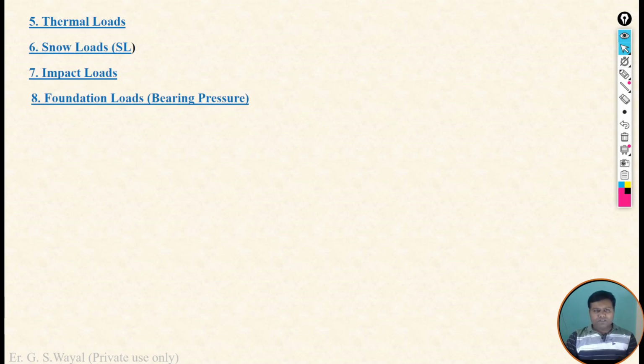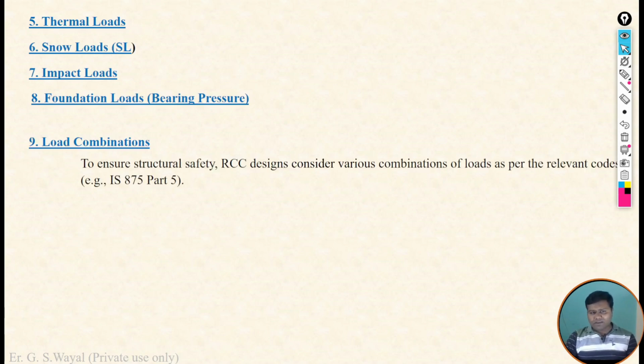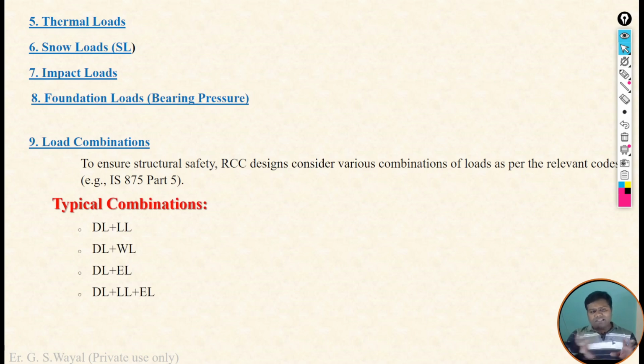And these are some loads that we need to keep in mind for the design of any structure, like thermal load, snow load, impact load, foundation loads, bearing pressure, everything. And the next one is the load combination. Actually, load combination does not come under loads, but when we are designing any building using two or more loads, in that case we have to use the load combination. Load combination is most important first for the analysis, and then we have to use it for the design purpose, and we get that load combination from IS 875 Part 5.